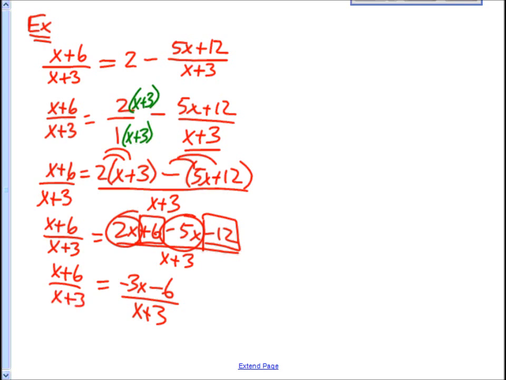Okay, now at this point, you see how we got one fraction equaling one fraction, right? One rational expression on the left-hand side, one rational expression on the right-hand side. This is the point we wanted to get to. This is why we got that common denominator. So now we get rid of those denominators.